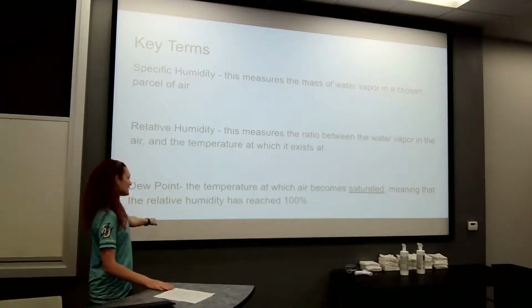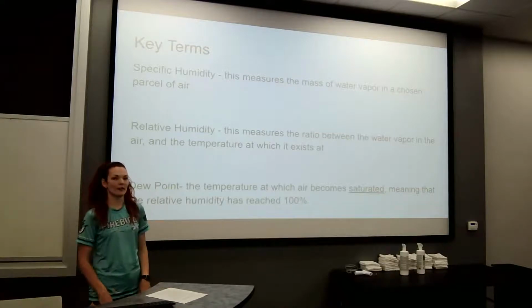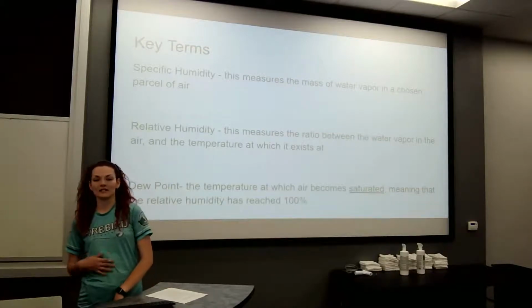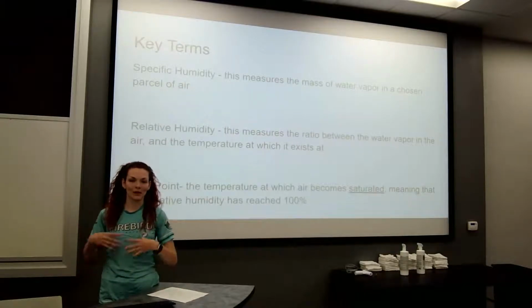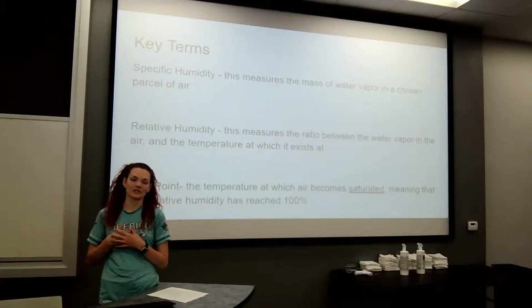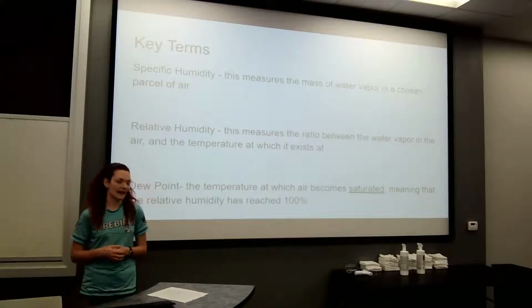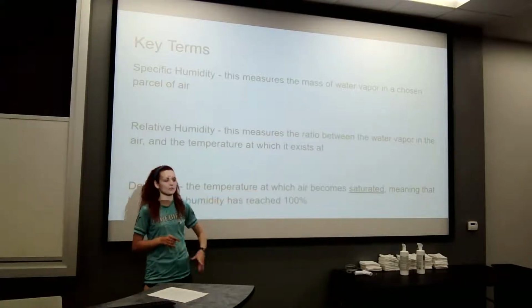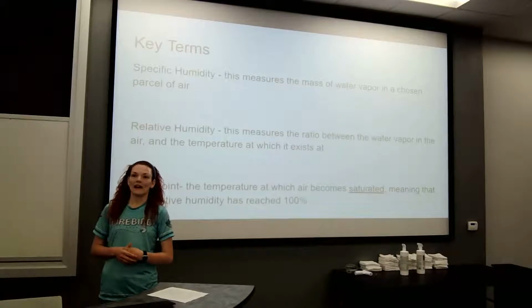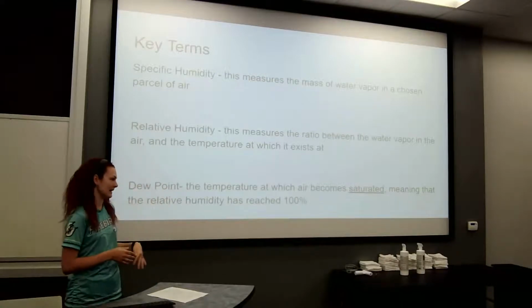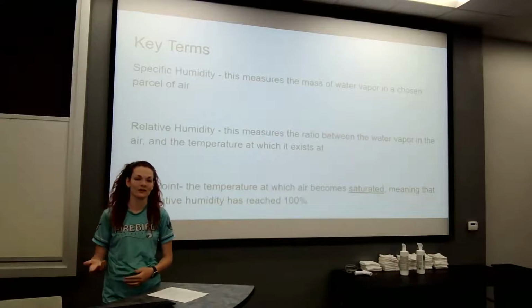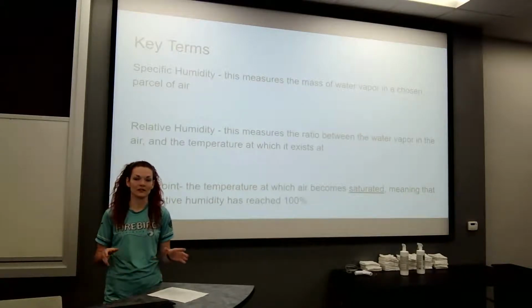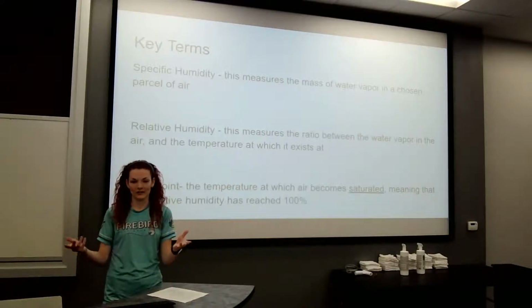And then our very last key term is dew point. So dew point is just the temperature at which air has absorbed the maximum amount of water vapor, and then condensation starts to occur. So when the air becomes saturated, which means it's full of water, and the relative humidity is at 100%. So when that percentage gets to 100, that is when the dew point is reached. So dew is going to start forming.